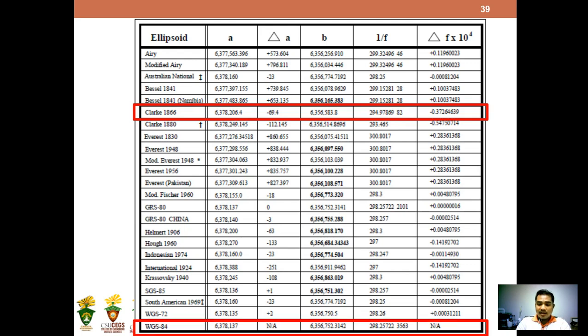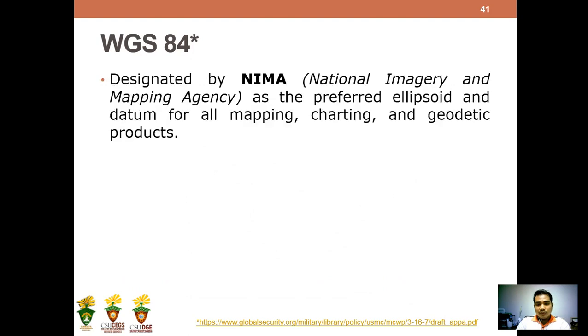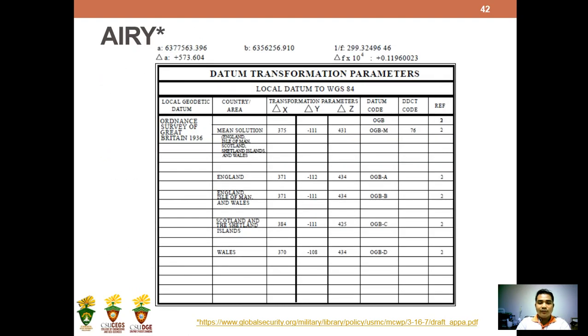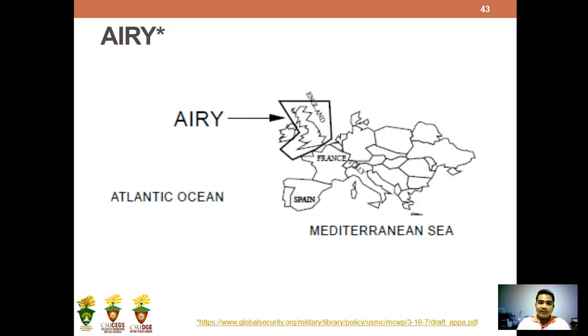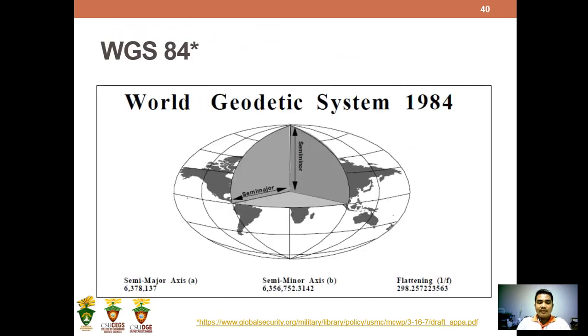And the other one is WGS 84, the ellipsoid adopted worldwide, having a semi-major axis of 6378137, a semi-minor axis of 6356752.31, and an inverse flattening of 298.26. Again, I will leave it to you to read about WGS 84, Airy, and many other ellipsoids.